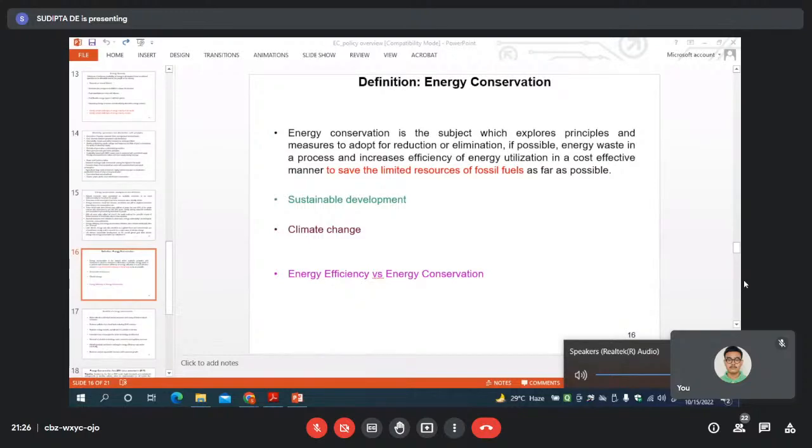So switching over from the fossil fuel based system to renewable energy, which is also contributing to the climate change problem, is also an energy conservation measure. So more use of non-conventional or renewable energy systems is also contributing to energy conservation. So energy conservation has a broader perspective than energy efficiency. Any energy efficiency measure contributes to energy conservation, but all energy conservation measures may not necessarily be a part of the energy efficiency measures.